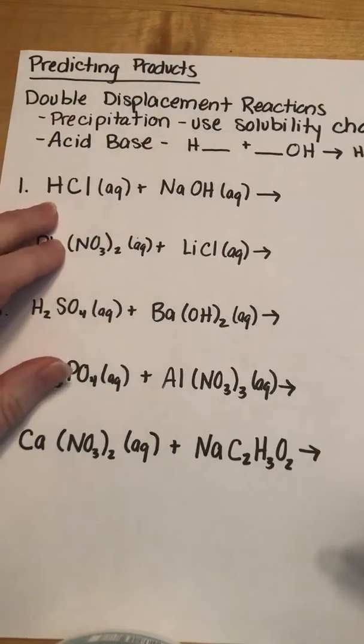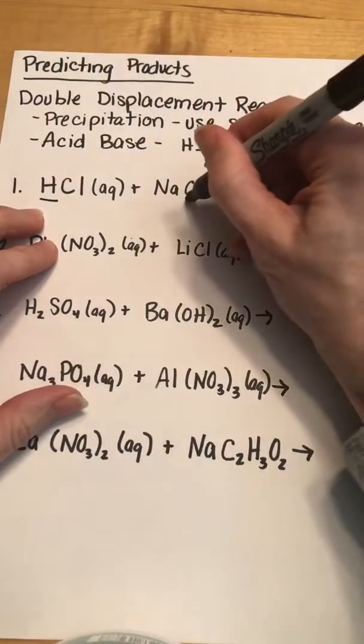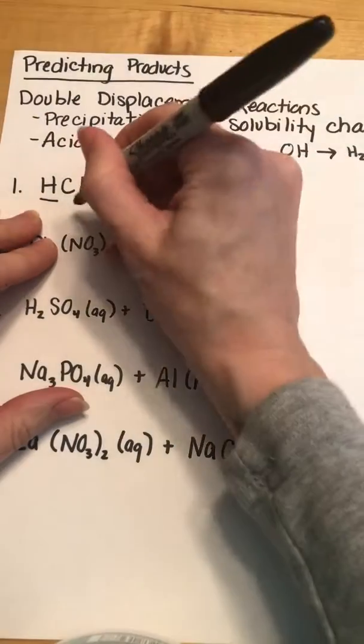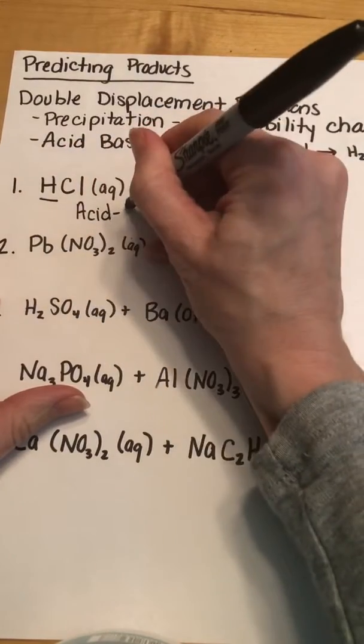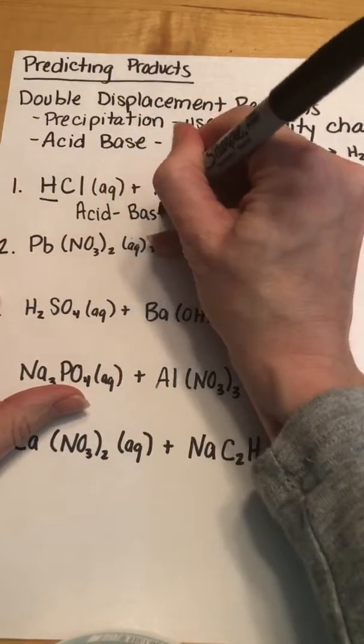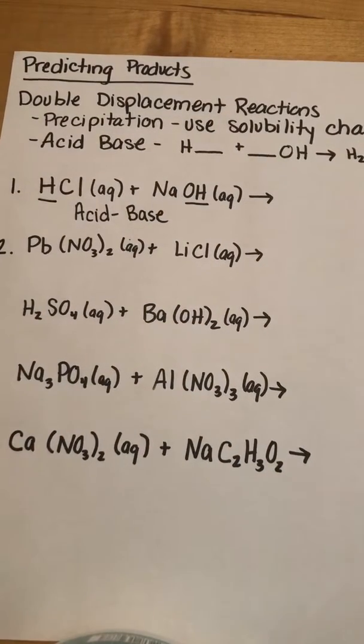So for this first one, I see one of my compounds starts with H, the other compound ends in OH, so this double displacement reaction would be further classified as an acid-base reaction. You have to see both of those things in order for it to be an acid-base.